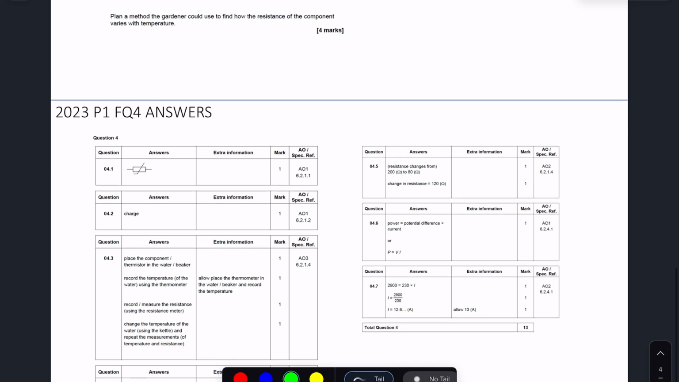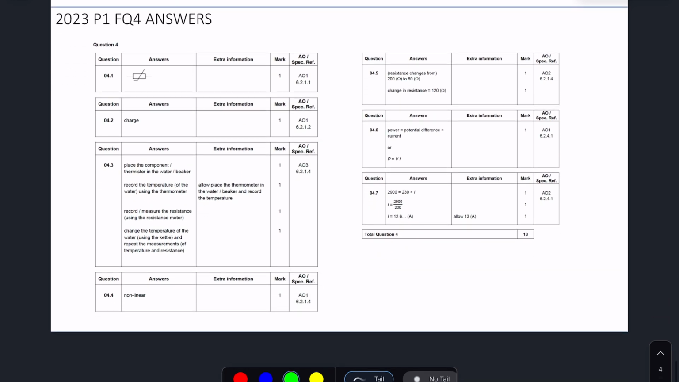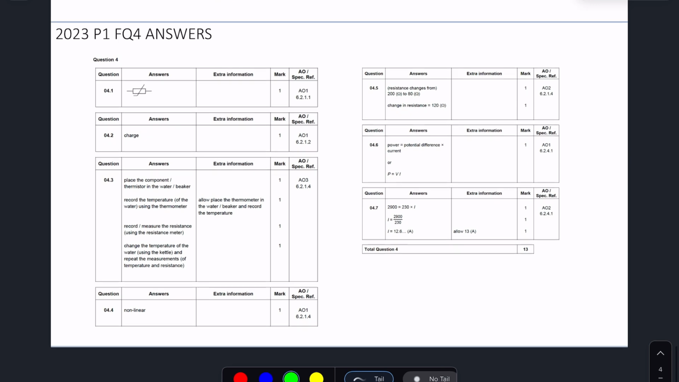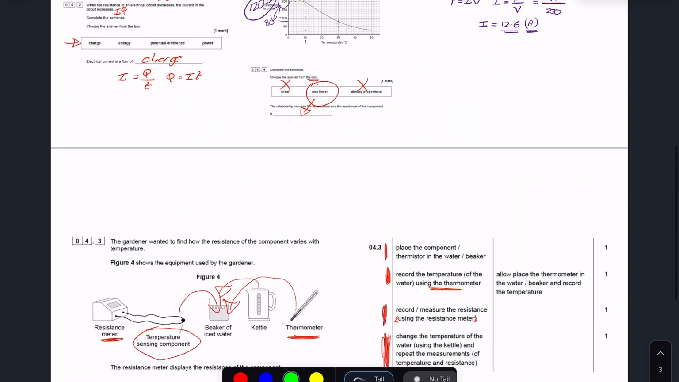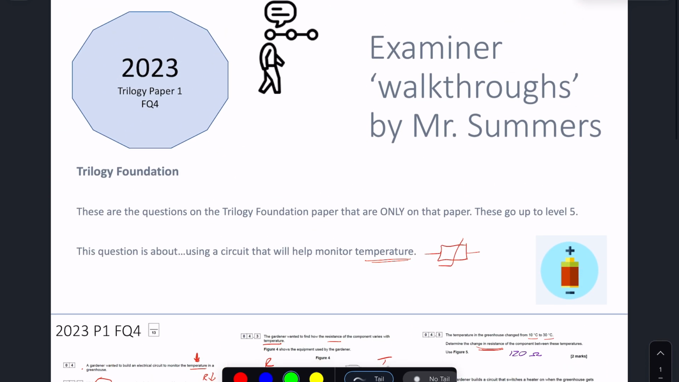This is the answers that the board give us. That's the official mark scheme. You can see those are the things that I've just gone through, but you can pause and have a look at that if you want. And do go over these videos again. I'm going through every question. I will try and get as many done before your exams as I can. So we've got a nice catalogue for you to look over.